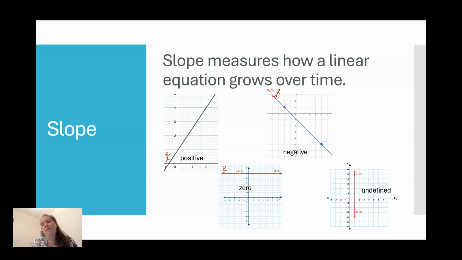On an undefined slope, there is just no way to draw the person because they're falling through space. They have nothing to stand on. They can't walk or slide or skateboard. They are just plummeting to their fiery death. So positive, negative, zero, and undefined.